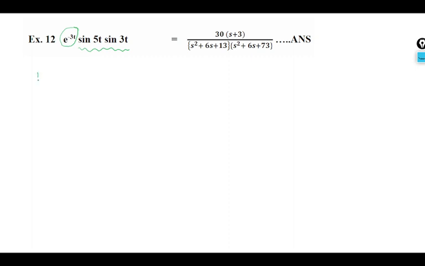So when we start with Laplace of sine 5t into sine 3t, by the trigonometric identity it comes as 1 by 2 times cos of A minus B first, which is cos 2t because it is 5t minus 3t, minus cos of A plus B, that is cos of 8t.